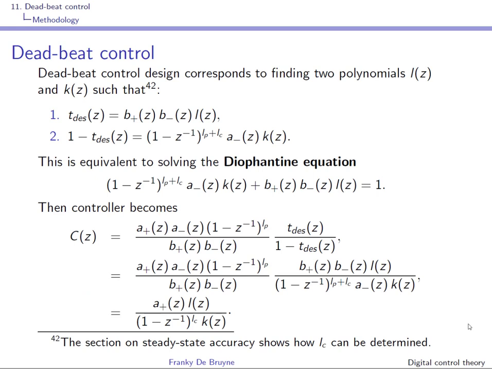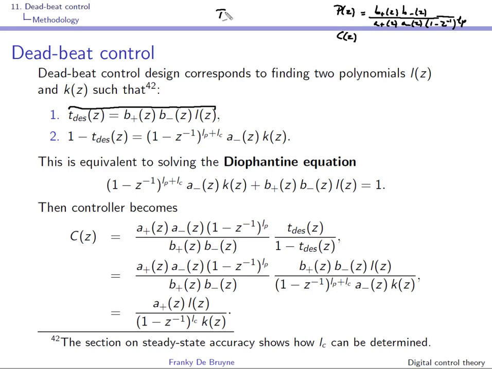So in this slide we bring everything together. Remember that the process is b plus b minus at the numerator, and at the denominator we have a plus a minus and then a number of integrators, right? Well, the controller is designed in such a way that we have the following behavior in closed loop, and this is here a polynomial in z minus 1.